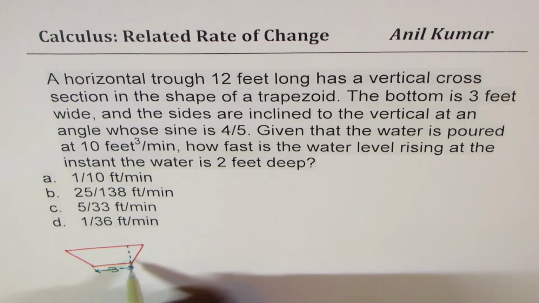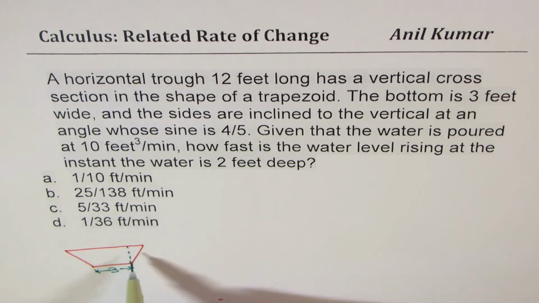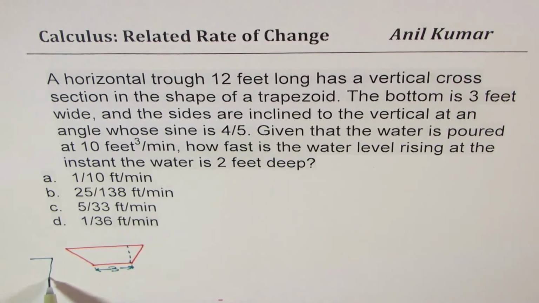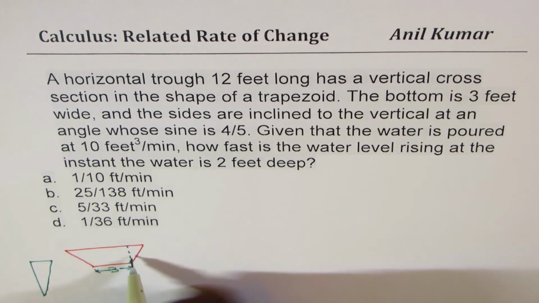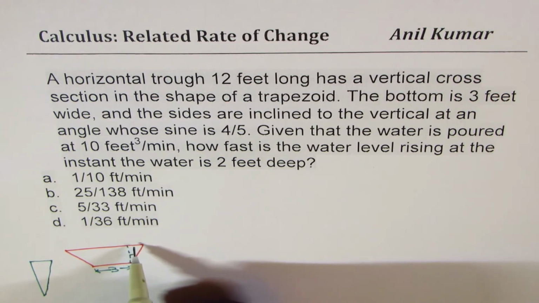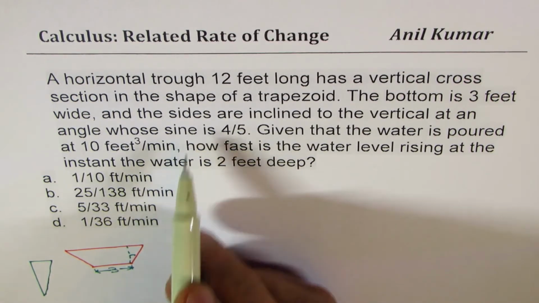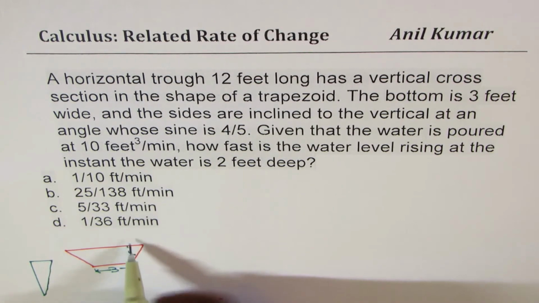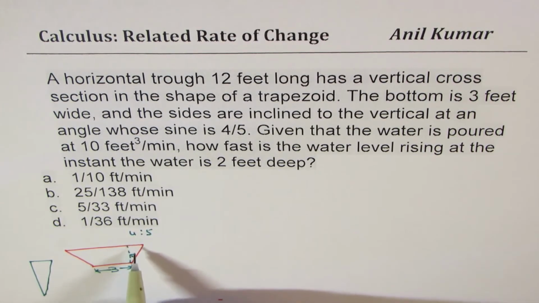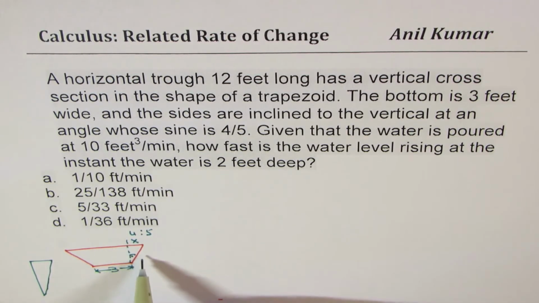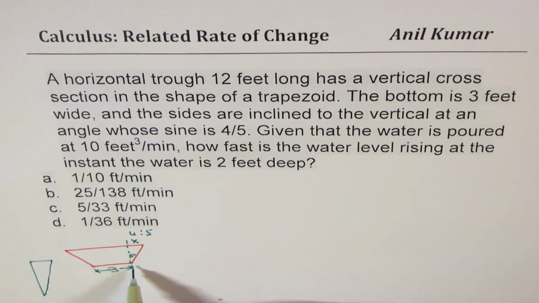We are also given this inclination angle. So let me make this triangle portion here. This inclination is in the ratio of 4:5 for sine. So this is theta, the vertical angle, and the ratio is 4:5. That means if this side is 4x, then this is 5x, right? So if this side is 4x, this will be 5x.